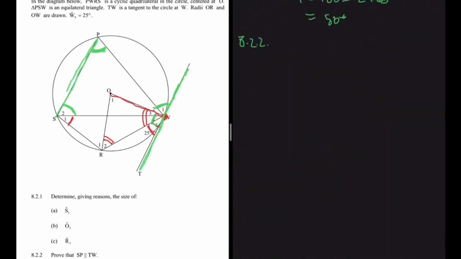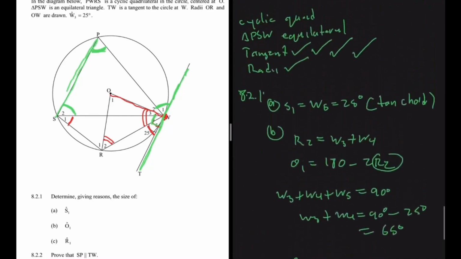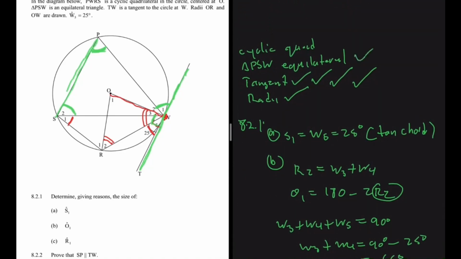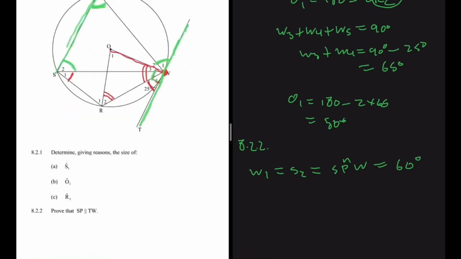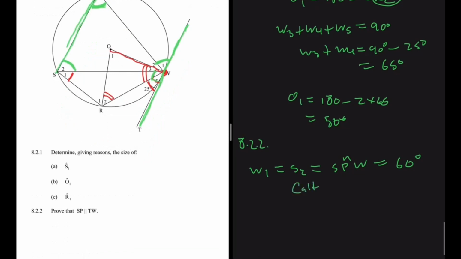We're sticking to the keyword. So now we can say that W1 is equal to S2. We already said that S2 will be equal to 60 degrees, right? Why are we saying S2 is equal to 60 degrees? Because triangle PSW is an equilateral. So W1 is equal to S2, but S2 is equal to SPW. These are angles on an equilateral triangle, and all those angles will be equal to 60 degrees. And we're done with 8.2.2. We can give a reason and say that they are alternate angles.